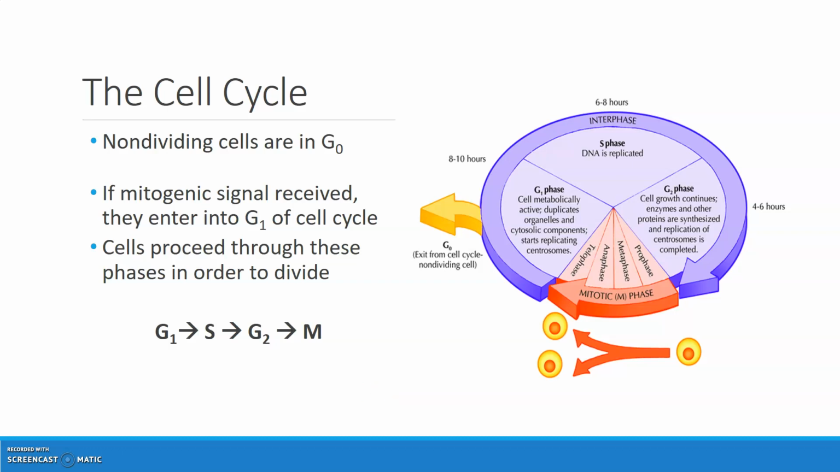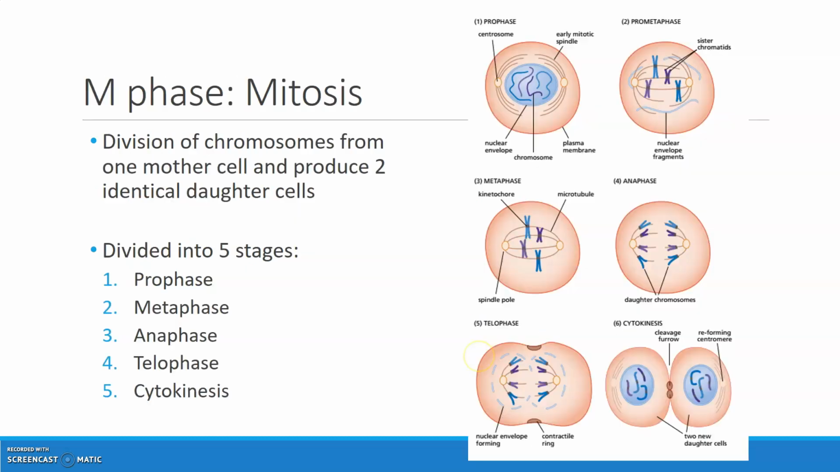And so in the second part of this lecture, we're going to focus on this M, or mitotic phase of the cell cycle. And so you've likely heard and learned about mitosis before, and so this is mostly going to be a review for many of you. What I hope to add in is a little bit more about the regulation between the phases for mitosis. And so what mitosis really is the division of the DNA, or the chromosomes, from one mother cell to produce two identical daughters.